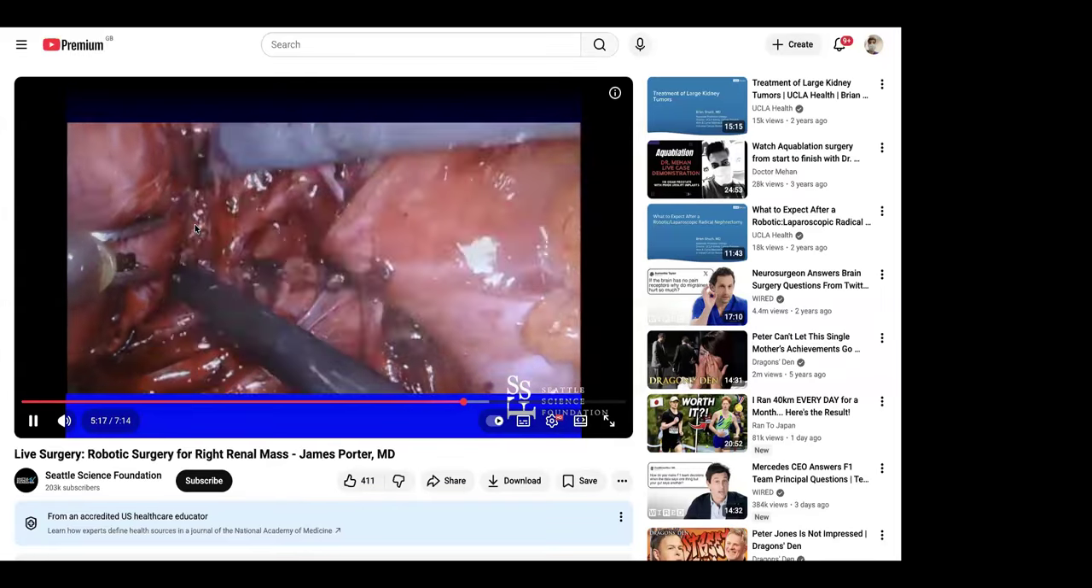Can you guys see the gap in the kidney now? The mass has been removed. Can you guys see that? That's the mass being removed. And that's what robotic surgery looks like.